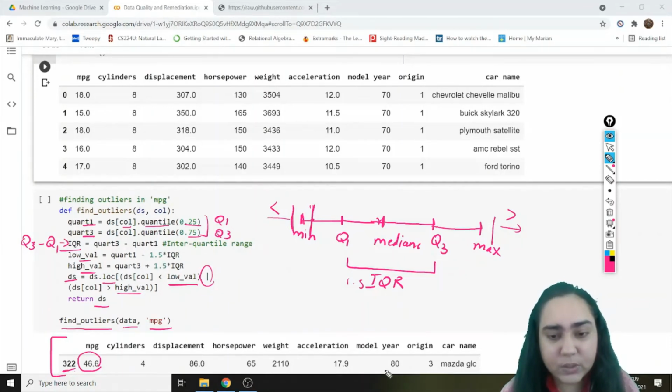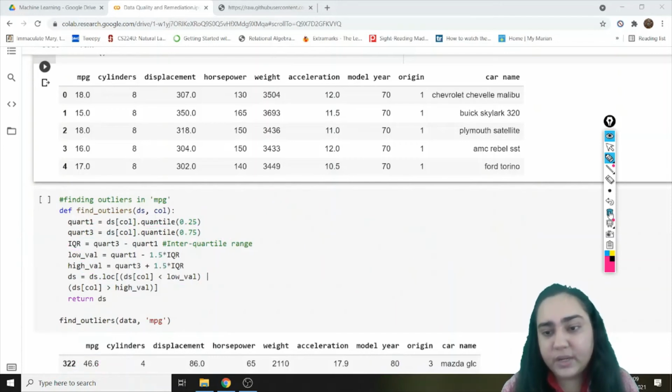Okay, you can see its origin model year was in 80s. It is a Mazda GLC with 4 cylinders and this much horsepower. And this outlier could be anything. It could be a mistake by someone who did the data entry, okay? Or it's just an outlier and it's just a car that has an exceptionally high MPG. So this is how you can find outliers.